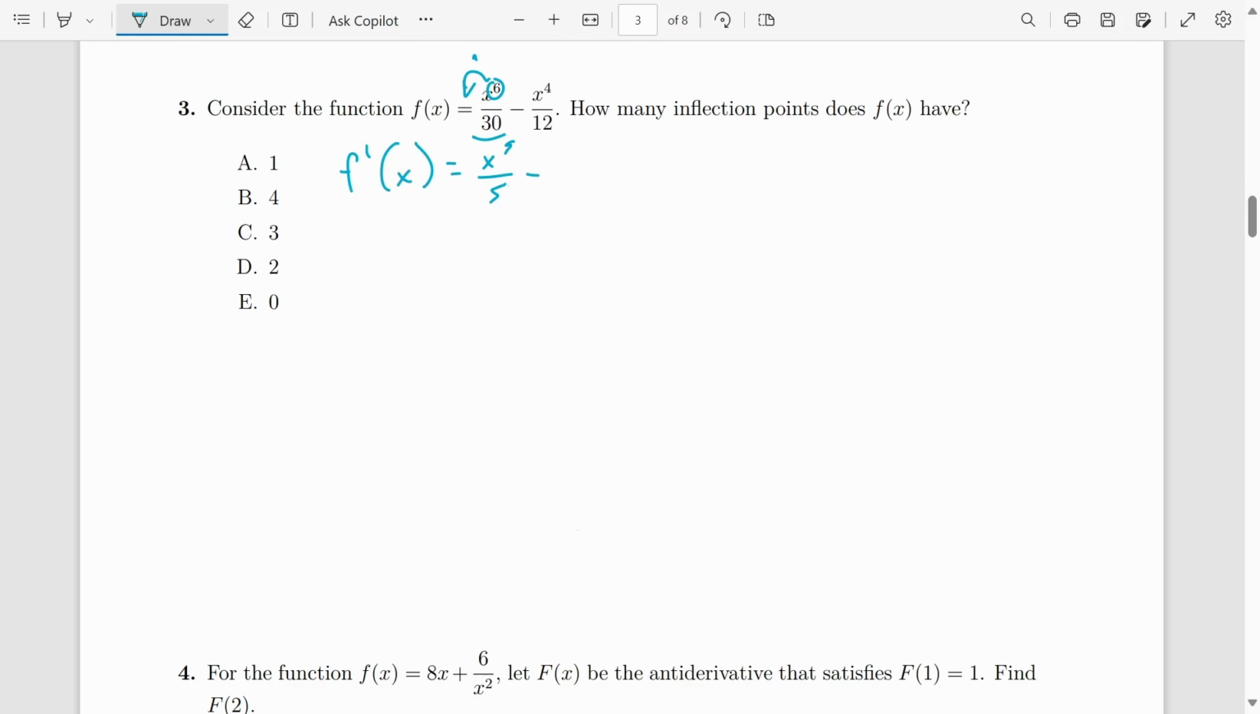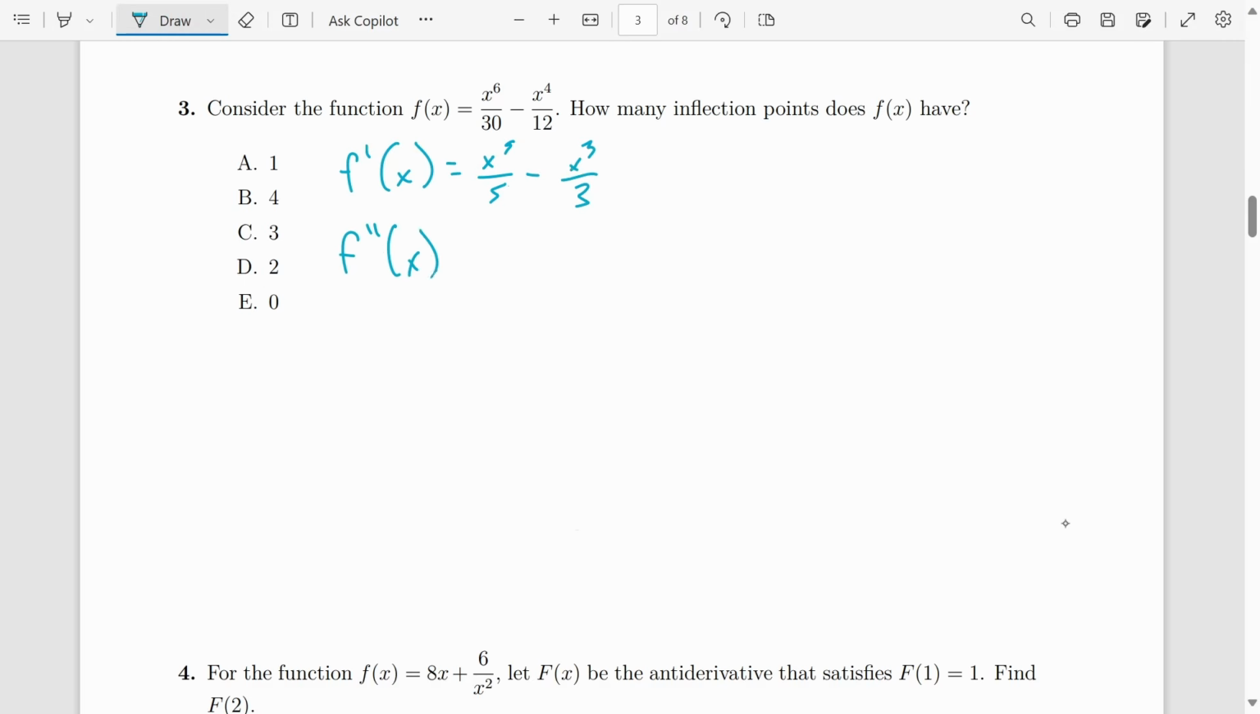Now for the second one, it's largely the same thing. We move the 4 out to the front, and then subtract it by 1. That's going to be 4x cubed all over 12. That's the same as x cubed over 3. All right, so now we have our f prime of x.